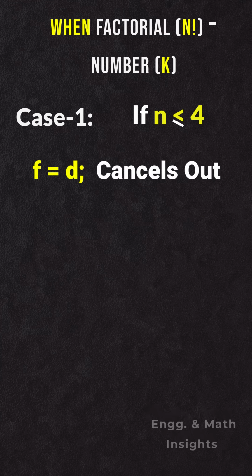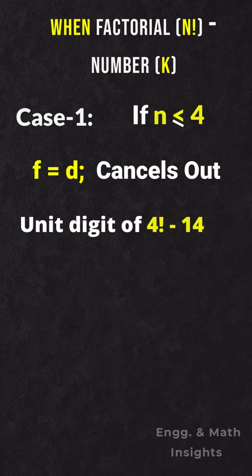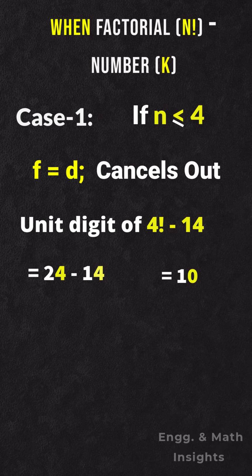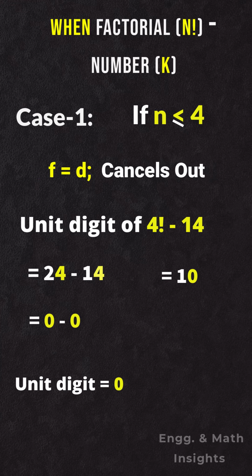Next case is f is equal to d. It cancels out to 0. For example, 4 factorial minus 14. Here f is 4 and d is also 4. So the unit digit will be 0.